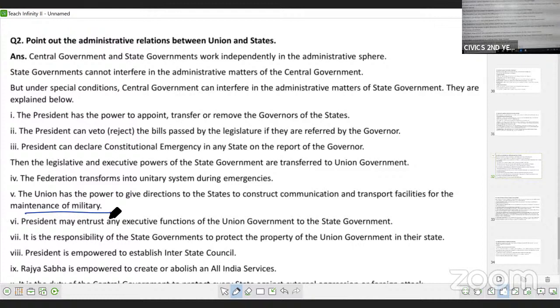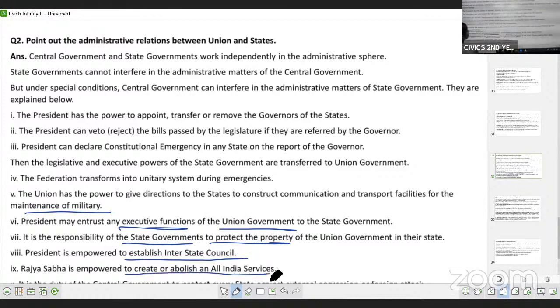Now, if the president wants, he can give some of the executive functions of the union government to the state government. And it is the responsibility of the state government to protect the property of the union government in their state. The president is empowered to establish an interstate council, and Rajya Sabha is empowered to abolish all India services. So like this, both central and state government function.